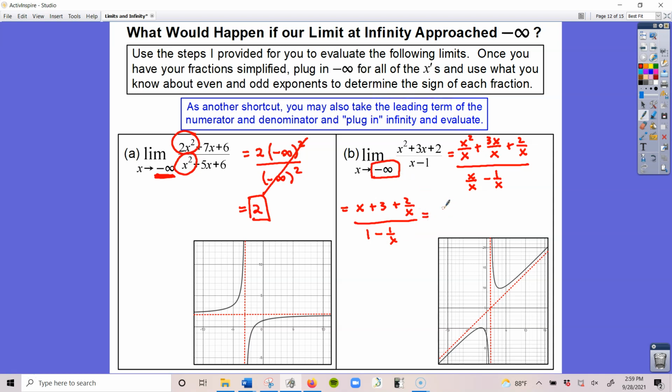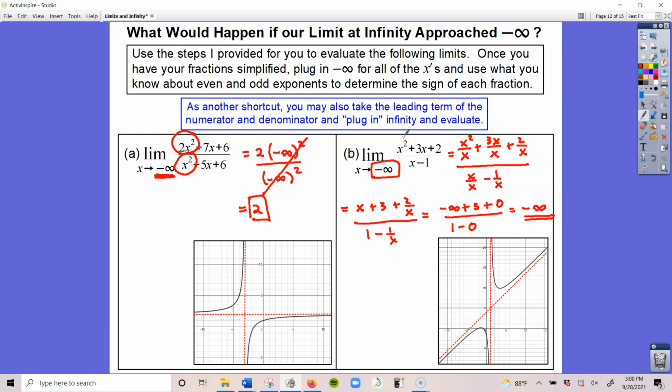So this is going to equal negative infinity plus 3 plus 2 divided by negative infinity, which would still give you 0, over 1 minus 1 over negative infinity, which is still 0. Negative infinity plus 3 is still going to be negative infinity, over 1. So my answer is negative infinity. And if you look at the graph, you see that we end up with negative infinity towards the left.